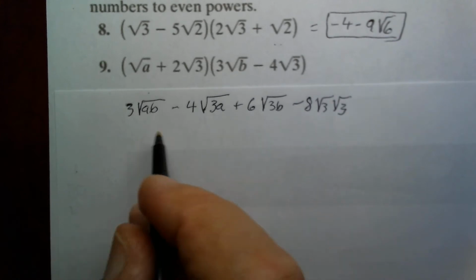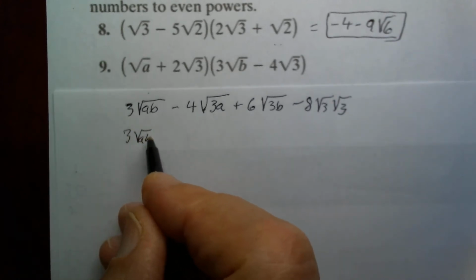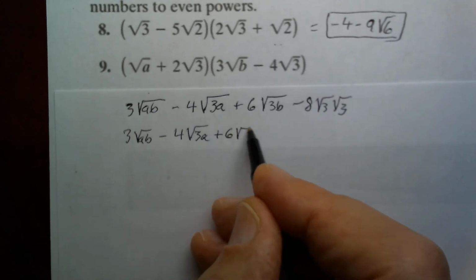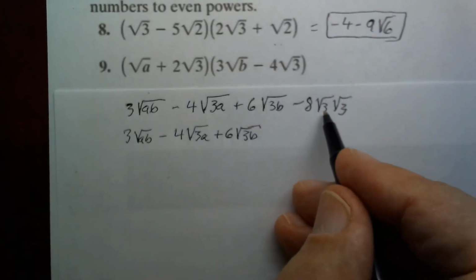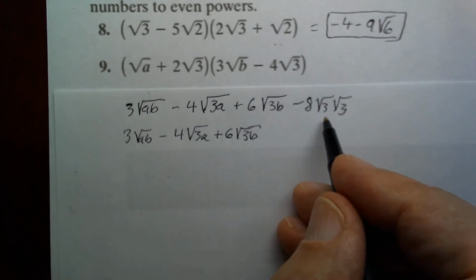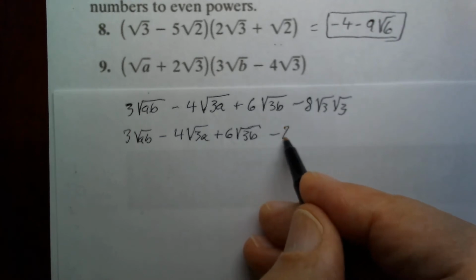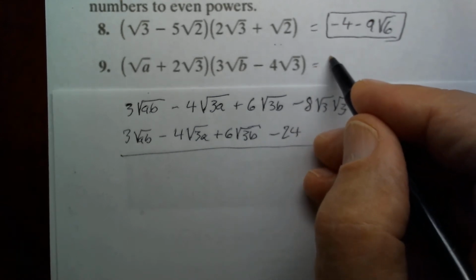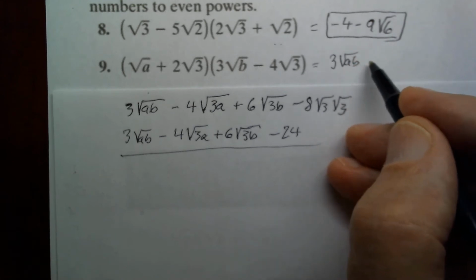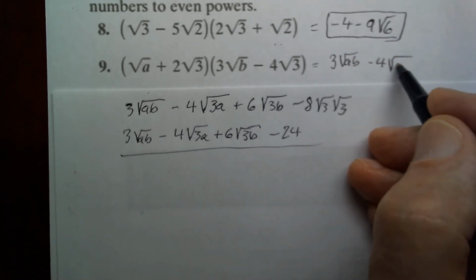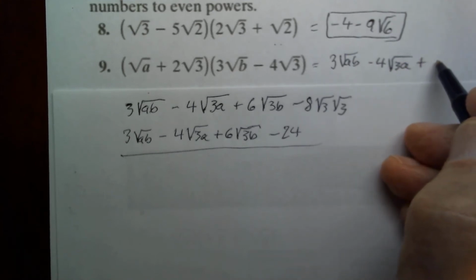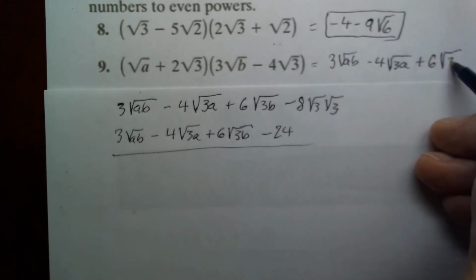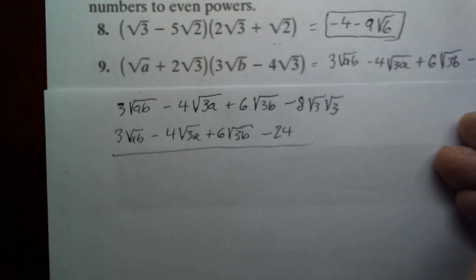So we cannot really combine any of these terms. So we get 3 times square root of ab minus 4 times the square root of 3a plus 6 times the square root of 3b. However, the last term, we know that square root of 3 times square root of 3 is square root of 3 squared, or 3, and 8 times 3 is 24 with a minus. So that would be our answer to question number 9. So 3 times the square root of ab minus 4 times the square root of 3a plus 6 times the square root of 3b minus 24.